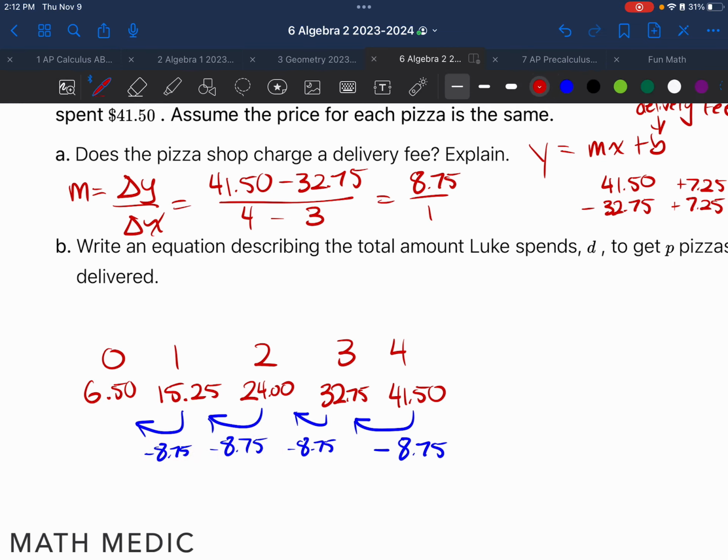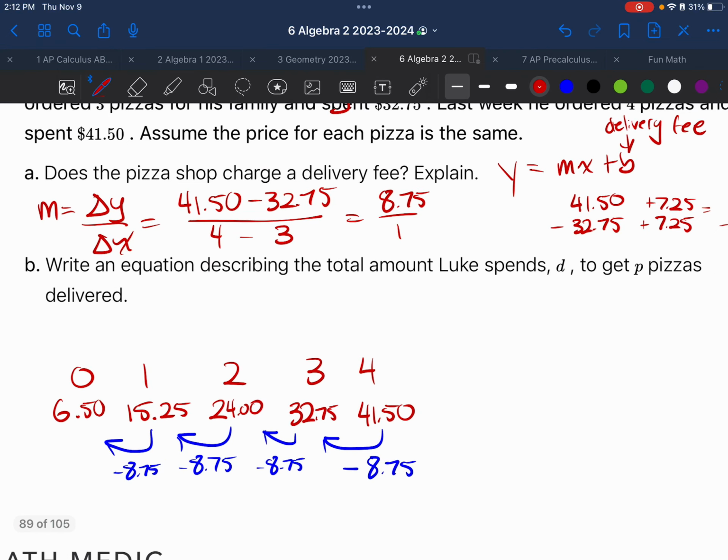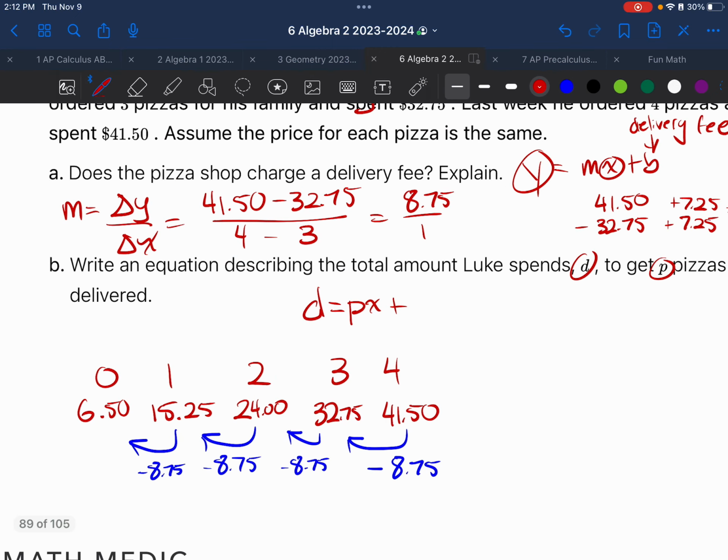It was asking for an equation anyway. I was setting out to do an equation, and I'm going to end up doing it down here. My equation is going to be, instead of y and x, I'm going to use d and p. So I'm going to say d is equal to, I don't know, the delivery fee. I'll just say the fee.